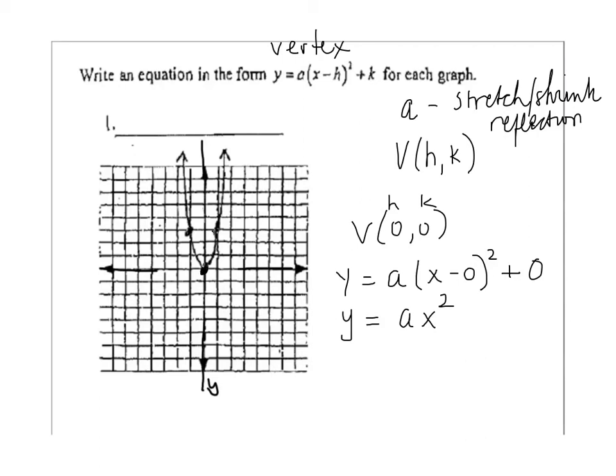Pick a point that's not the vertex, and here's a point here. Let me change colors, maybe you can see it better. Right, that's over 1 up 3. So I have the point 1, 3 that is on the parabola. So 1 is x, y is 3, and so I'm going to put that into my equation to solve for a. So I'm going to have a is equal to 3. So the final equation is going to be y equals 3x squared for that particular equation.